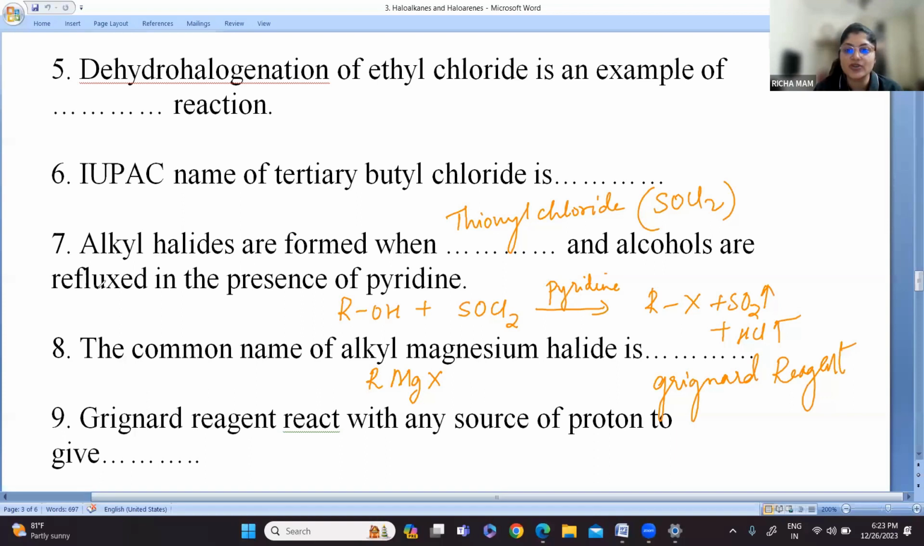Grignard reagent reacts with any source of proton to give dash. Yes, Grignard reagent reacts with any source of proton.